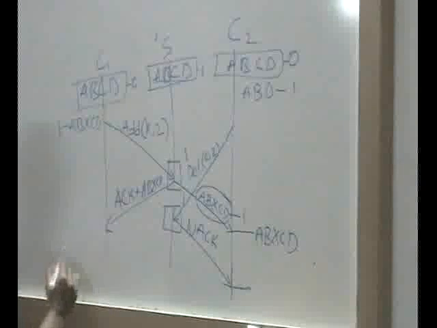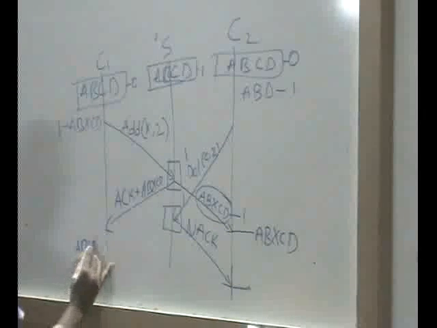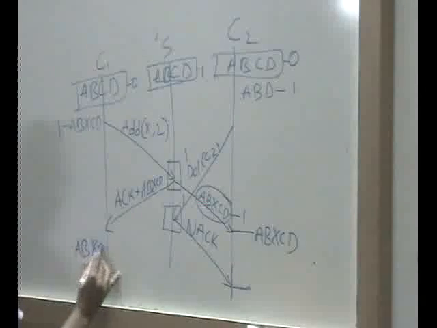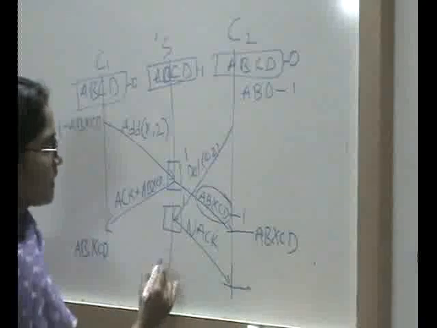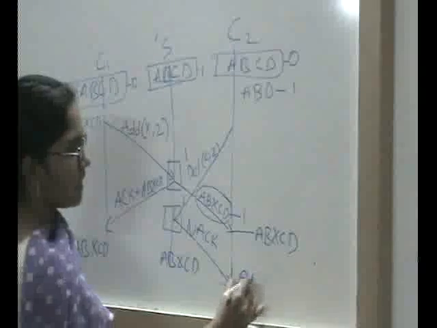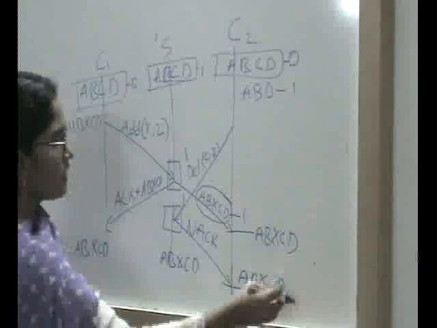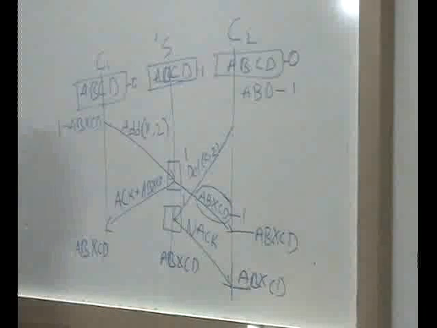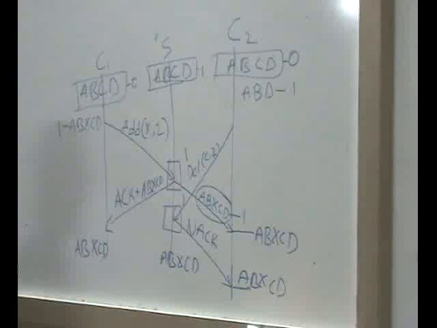So at this point, client 1 has the data A, B, X, C, D, and the server also has the data A, B, X, C, D. Client 2 also has the data A, B, X, C, D. So this is how we maintain consistency between the clients and the server.